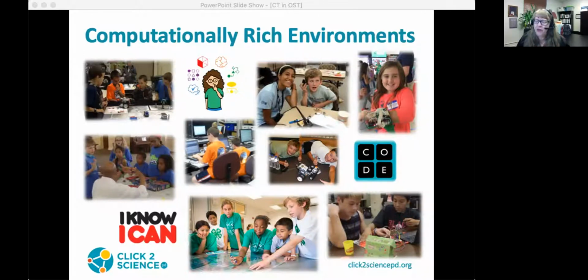A computationally rich environment is an environment that encourages students to inspect, manipulate, tinker with objects, tinker with ideas. And there's lots of different ways that you can do this. There's lots of different things you can bring into your program to create computationally rich environments. Again, we want to look for those resources that have a low floor and a high ceiling that are easy to get started with. Code.org and Scratch are two examples that are very easy to get started. They have a lot of support built into them for the leader as well as for the learner.